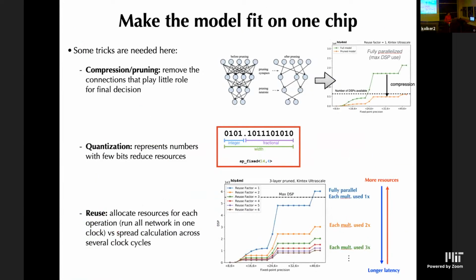But this is not enough. Internally, HLS4ML exploits many different techniques that happen more at training time. In fact, you need to do some tricks during the training in order to achieve an efficient neural network. The practices that we usually follow are compression or pruning, where you train by removing iteratively some of the connections that play a little role for the final decision. So basically, this is zeroing some of the multiplications.